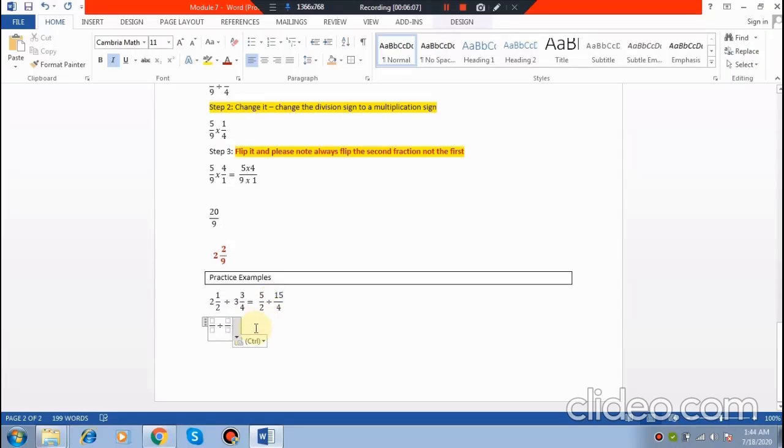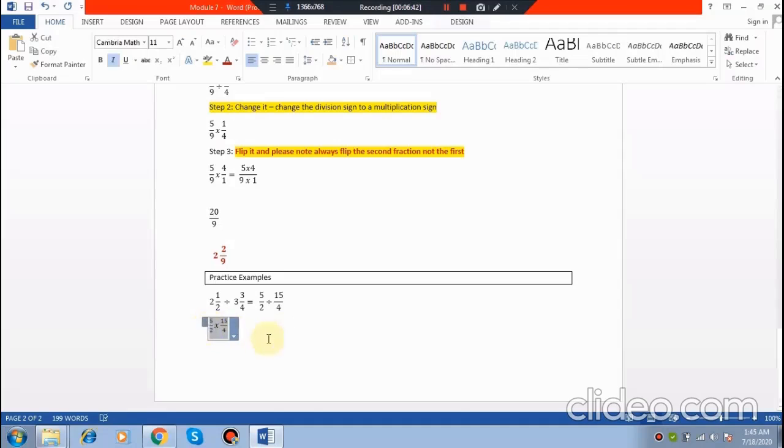The next aspect now will be to what? To change this. We are changing the division sign to a multiplication sign. Remember, you delete that, then you multiply there. Then yes, 5 over 2, and 15 over 4. Let's change the division sign.